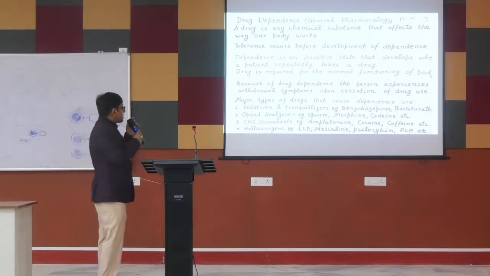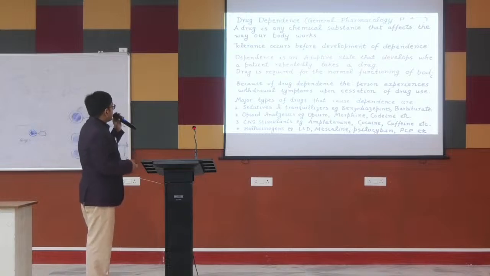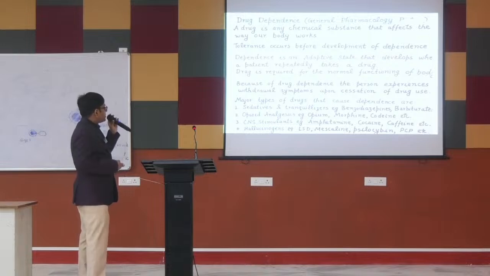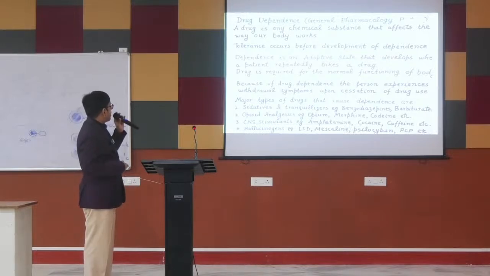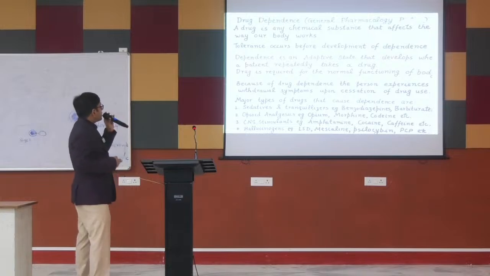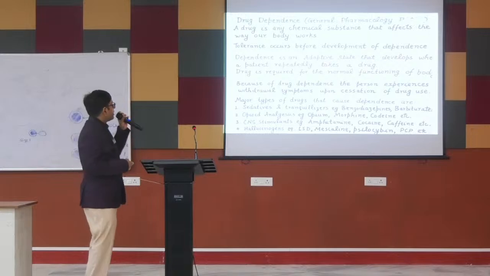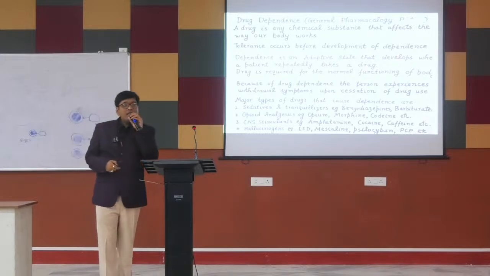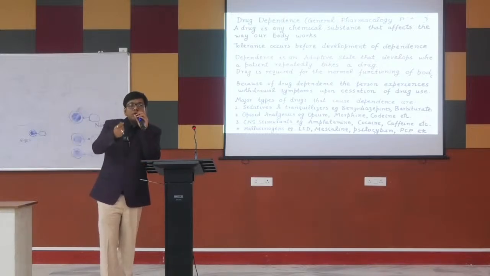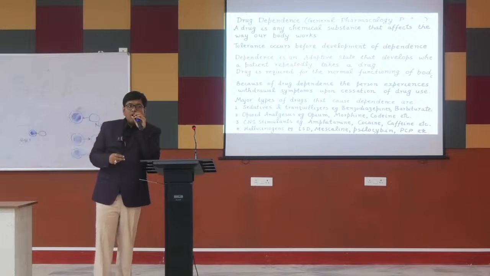But what happens is that when this tolerance becomes too high, and when you give an addictive drug, a drug to which there is a chance of addiction, first tolerance will develop and then dependence develops. That means the low dose of the drug will not help. The patient will go on increasing the dose to get the same level, and gradually the patient becomes dependent on it. Without that drug, the patient cannot do. That is called dependence, addiction. Okay?